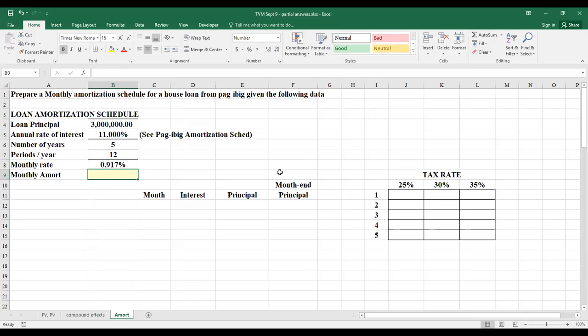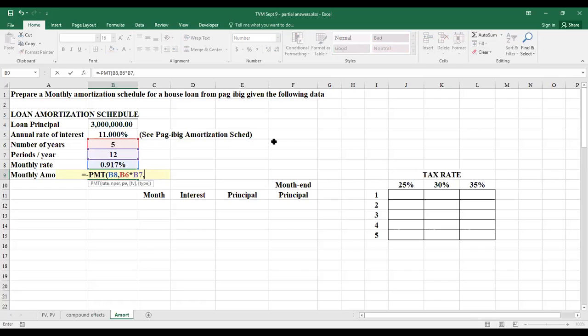Now take note, the monthly amortization is the annuity. How much will you pay per month? And that can be computed as negative PMT. Okay, PMT because it's an annuity, no? Rate, what's our rate? The rate should be monthly, so that's 11% divided by 12, so this is 0.9. The N per, 5 years, should also be monthly. 5 years times 12, so that's 60 monthly payments. Because you made the rate monthly, the N per should also be monthly, okay?